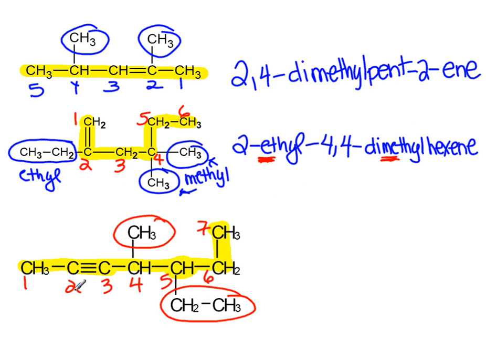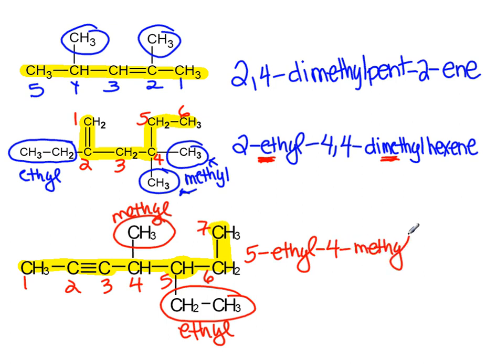Now I'm ready to put it together. This is our methyl, and this is our ethyl. Methyl and ethyl. Ethyl is going to come first. So 5-ethyl, 4-methyl, 1, 2, 3, 4, 5, 6, 7. Got my branches in. 7 is hept. I'm running out of room here. My triple bond starts at 2, so I need to put my 2 in there, and then ending in yne.